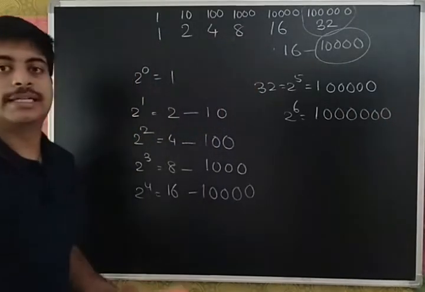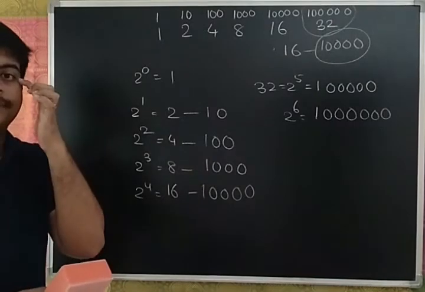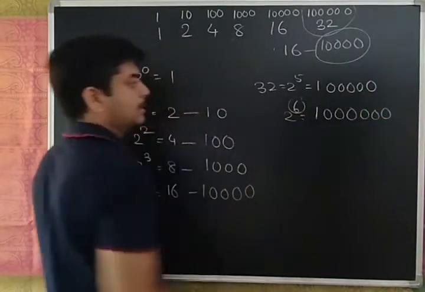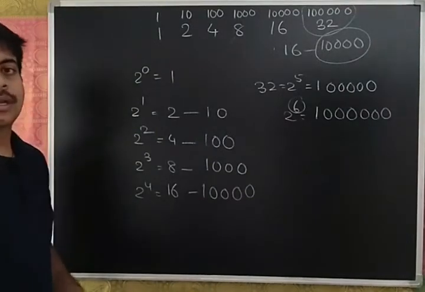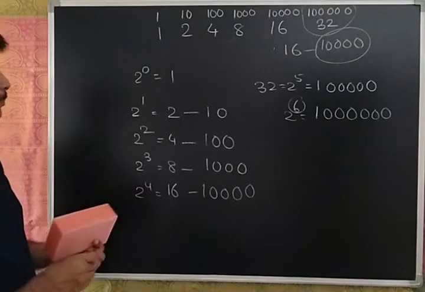And in that way, it continues forever. 2 power 7, 2 power 8, 2 power 9, 2 power 10. Whatever the number here, you will have that many zeros beside 1. Alright, so this is about the binary system.